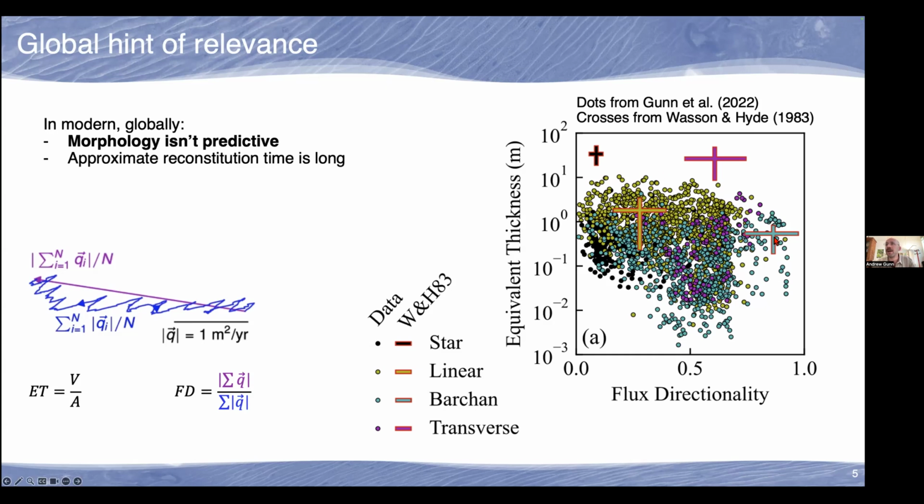And I guess the fact that they don't line up is less important than the fact that there's a very large spread in the cloud of a respective colored dot, right? So the linear dunes we see have different values across this whole region, for example. And the question is why? So we can't always predict climate from dunes. That's, I guess, the take-home result from this figure.